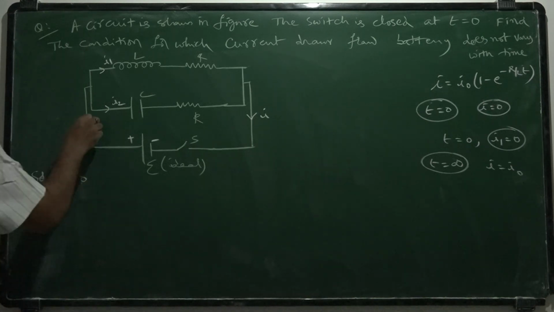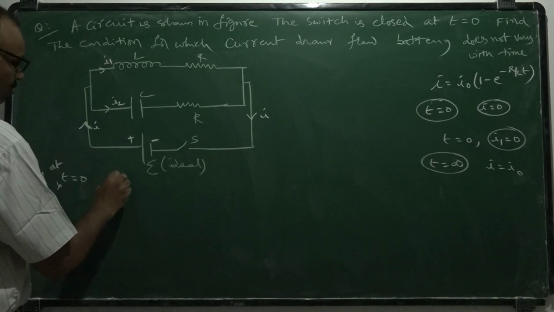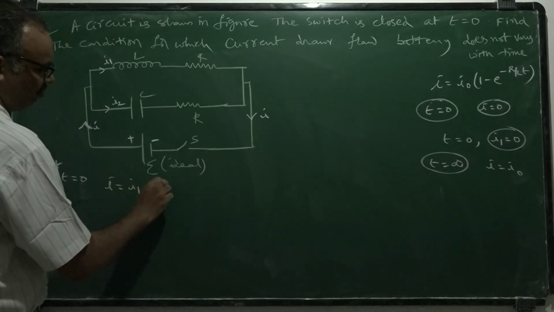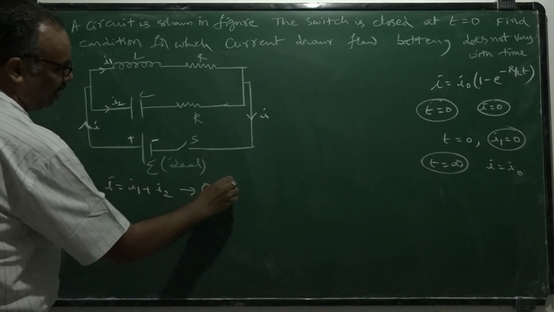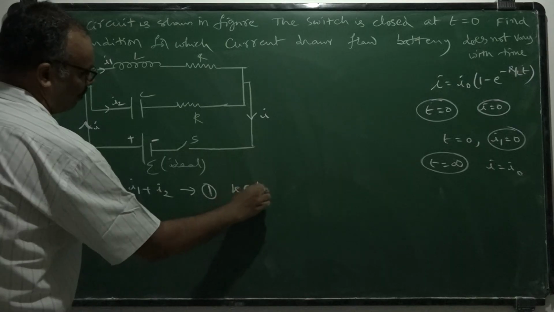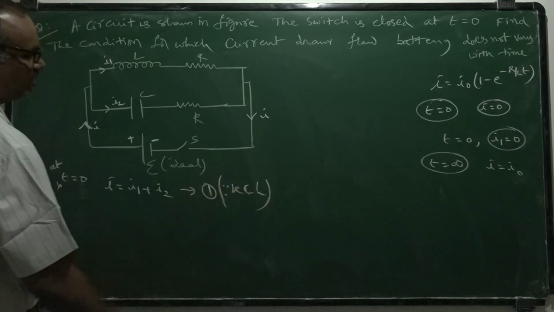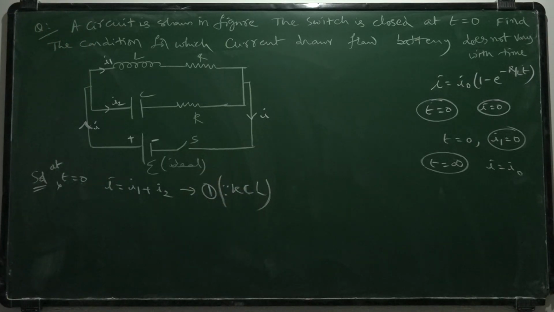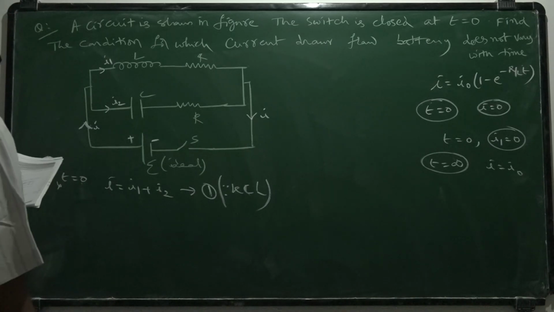So clearly I is divided into I1 and I2. So I can be written as I1 plus I2. This is equation number 1 by KCL. We applied Kirchhoff's current law here. Again you take the names of the terminals like this.